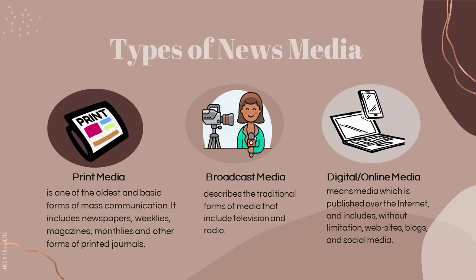So, there are three main types of news media, which include print media, broadcast media, and digital or online media. Print media is one of the oldest and basic forms of mass communication that includes newspapers, weeklies, magazines, monthlies, and other forms of printed journals. So print media is communication that is delivered via printed papers, just like what we have here, the newspapers, the magazines, and other printed journals.